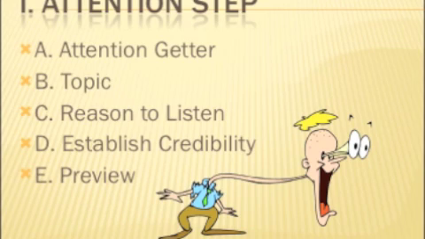If you look at the way it's numbered here, Roman numeral 1 is the attention step, then you have A, attention getter, B, topic, and so on. That's the way it should look in your outline. So you've got the attention getter, the topic statement, you establish a reason to listen, why this should be important to your audience, then you establish credibility in your presentation. What are your qualifications? You may even give us a preview of some of the sources that you looked at to get this presentation together. So you establish credibility. And then you preview what you're going to talk about.